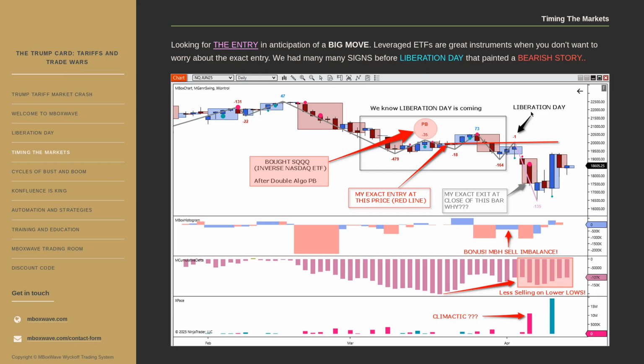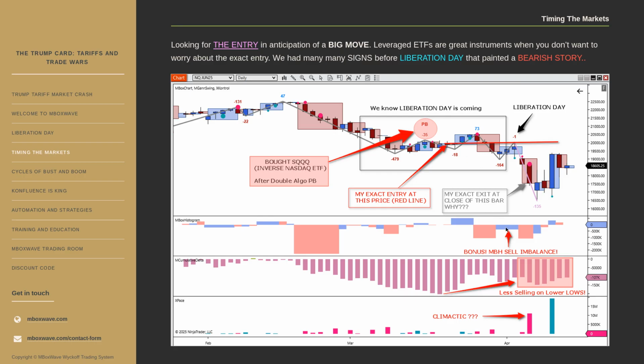And what else did we say right before Liberation Day? Do you see this blue box up? We had more selling as price moved up. So there was already hidden selling going on. The smart money was beginning to sell this before this dump happened. Looking in hindsight, the best place to get in would have been here instead of here. But again, the leverage ETF is to use as an instrument without having to worry about the exact entry.